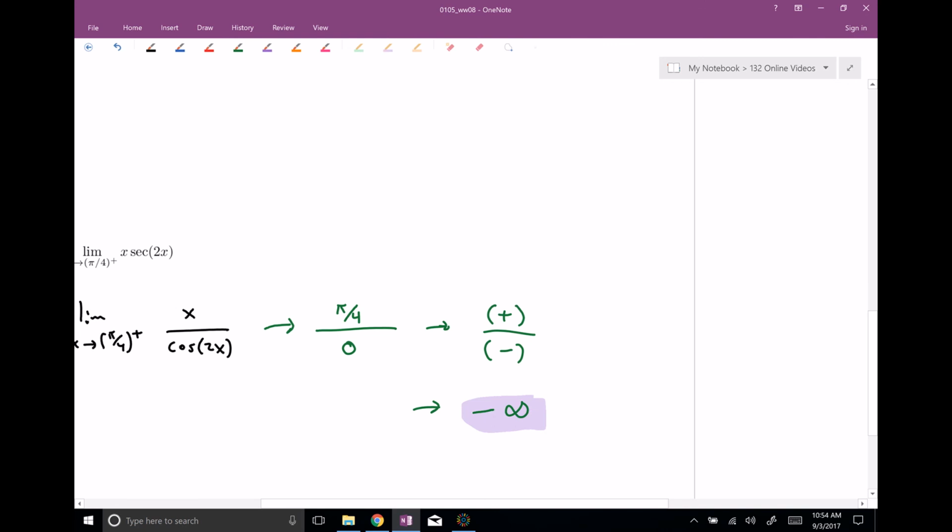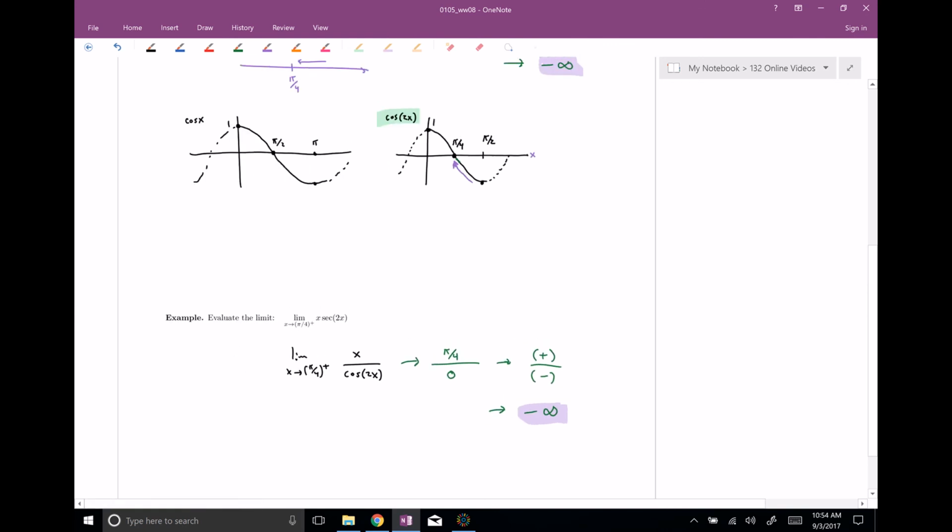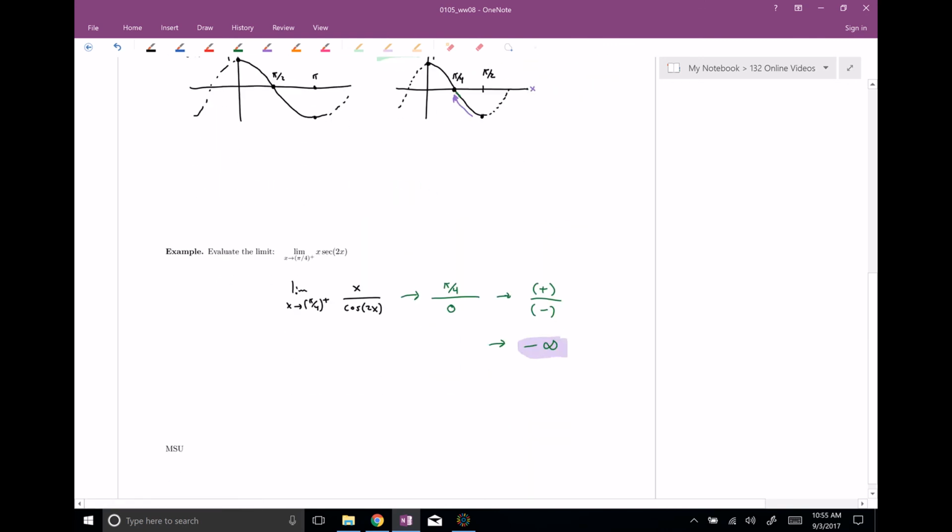But you can see both of these, they're friends, right? They're related to each other. If you can solve one, then the claim is you can solve the other.